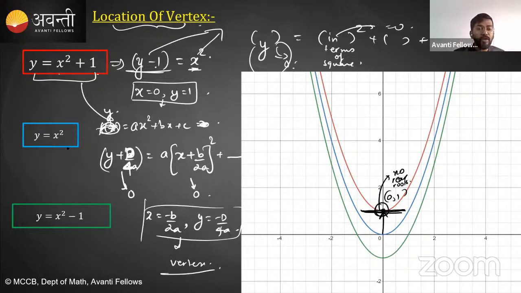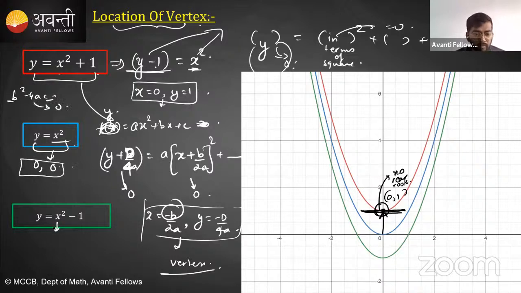So for y equals x square minus b is 0, right? So that is why the vertex x coordinate is 0, and the y coordinate is the value b square minus 4ac, where b is 0 and c is 0. So this also comes out to be 0. So the vertex is 0 comma 0.